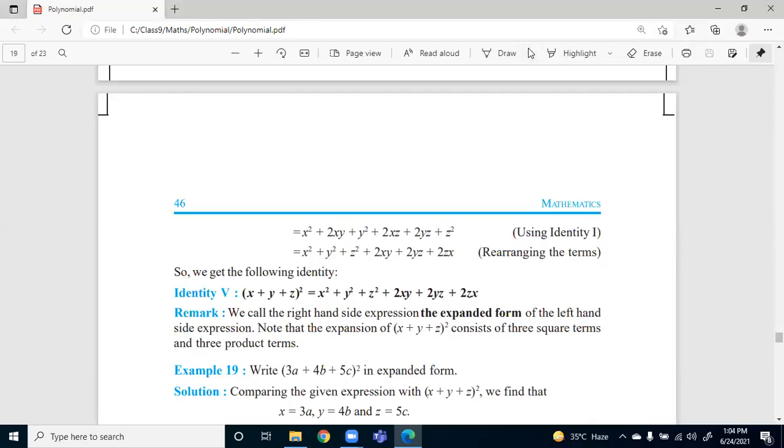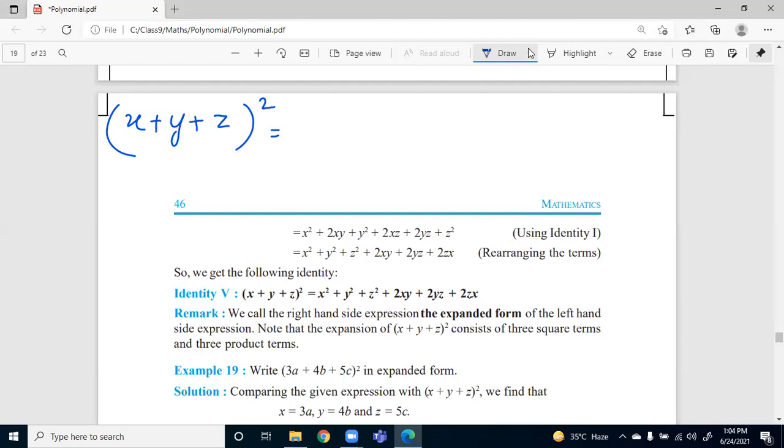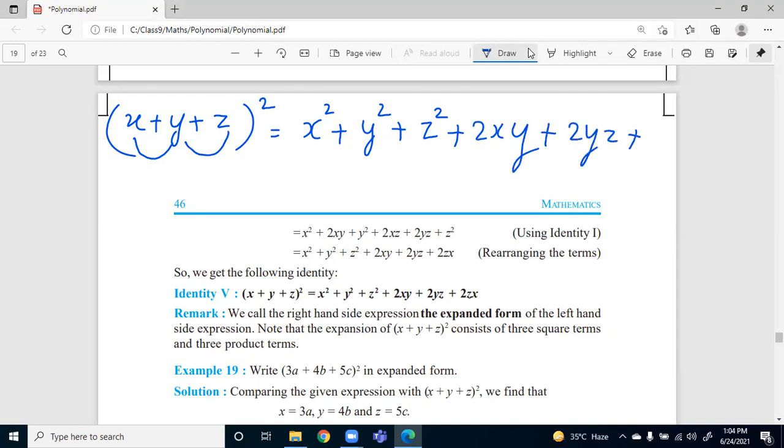So if we have three quantities x, y and z, and I have to add all these three and then take its square, what is the simple way of doing this? You take the square of the first quantity, the square of the second quantity, the square of the third quantity, add them, and then multiply one with the other. So plus 2xy, then y with z, plus 2yz, then z with x, plus 2zx.